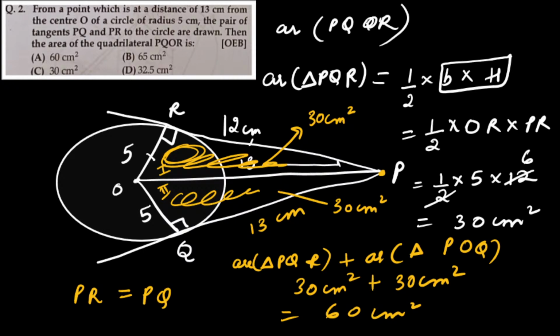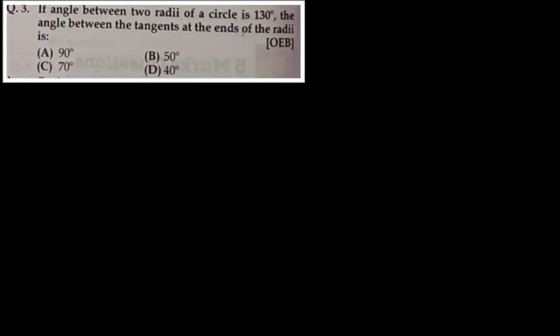Is this thing clear to everyone? Option A. Option A is the correct answer. So the question was simple. You just have to find the area of the triangles and add them. Let's do the next question. Question number 3.